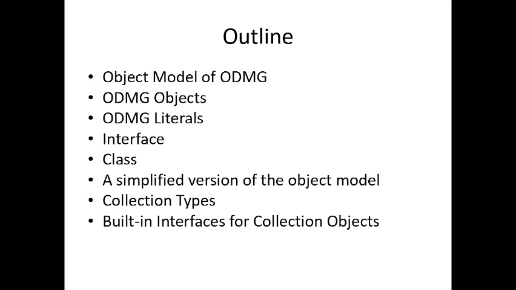So the outline is the object model of ODMG. Then we'll talk about ODMG objects and literals, then interface, class, then a simplified version of the object model. Then we will talk about collection types and built-in interfaces for these collection objects.